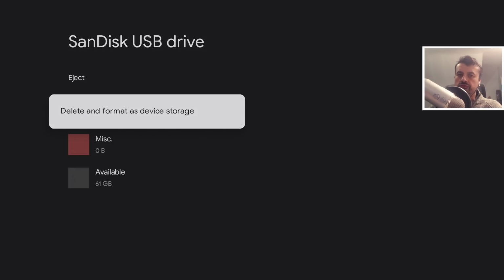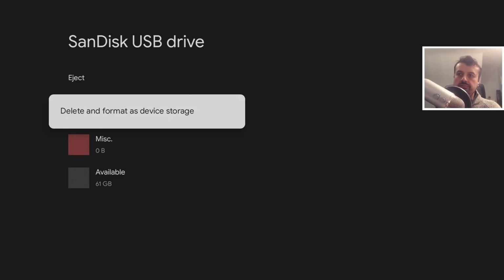But let's say I don't want to format all of it as device storage, I only want to format a portion of it. And this is particularly important if you want to plug in a large USB drive. So if you do plug in a 128 gig or larger, there's really no need to have all of that allocated as device storage. So how can we actually mix that up?